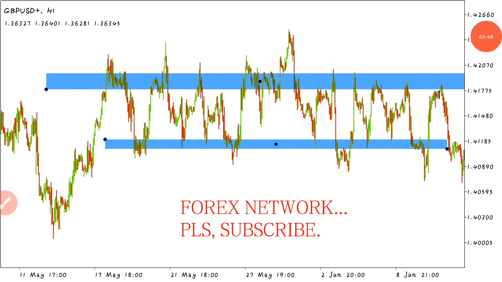So actually, this doesn't really happen often, but at least I'm glad you can see a very good example right here now. So that is what is called a resistance. A resistance is like the opposite of support. It's like a price level where there is serious selling pressure at that particular place.